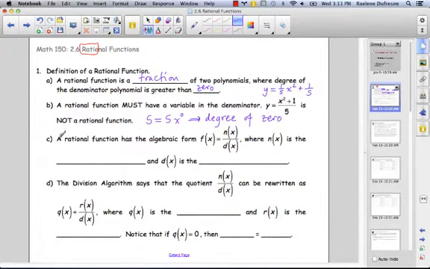Part C takes another look at the definition of a rational function. It says that a rational function has the algebraic form of f of x, the rational function, equal to the ratio of the numerator n of x over the denominator d of x. So n of x is a numerator polynomial, and d of x is the denominator polynomial.